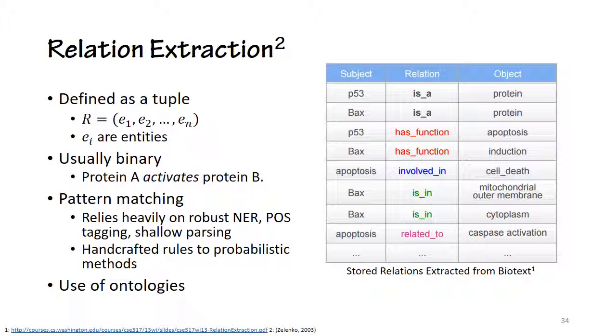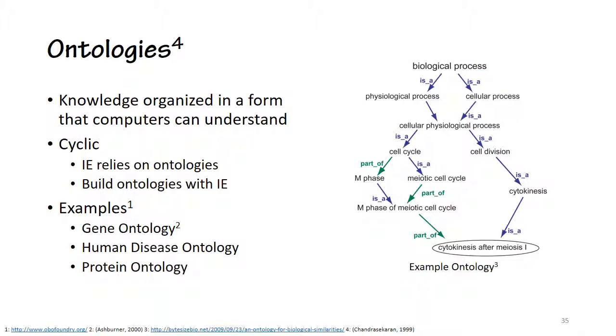Most relationship extraction is still in infancy. Recognition is much more mature, definitely, in comparison to relationship extraction. Excuse the interpreter. Now, ontologies are knowledge that have already been organized and the computer has already understood.